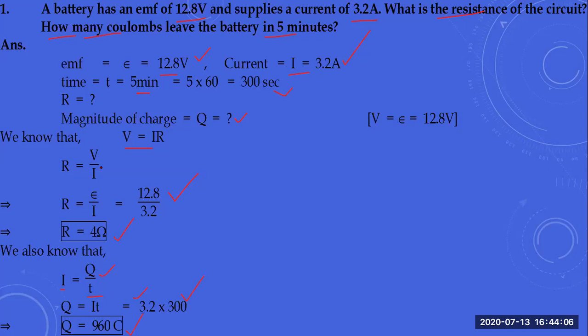First of all, if the EMF is given and the current is given, then you can calculate the resistance. The next one is the charge passed. To calculate the charge, use the basic definition of current, that is charge flowing per unit time. If the time and the current are given, then you can calculate the charge. Similarly, if the charge is given, like 960, and the time is given, that is 300, and you are asked to calculate the current, you will get the same value, that is 3.2.